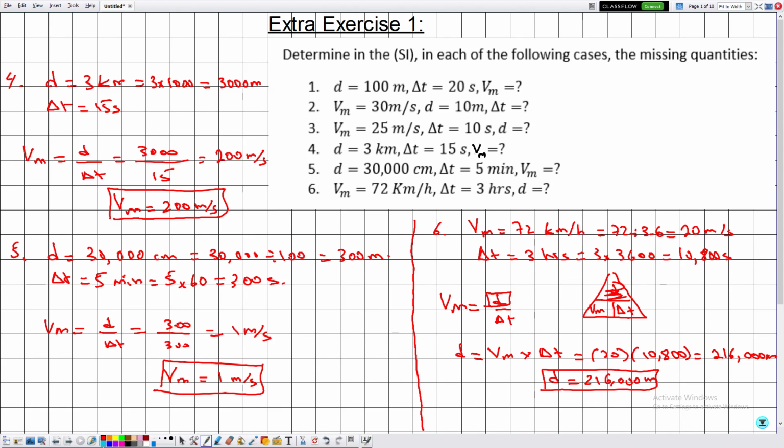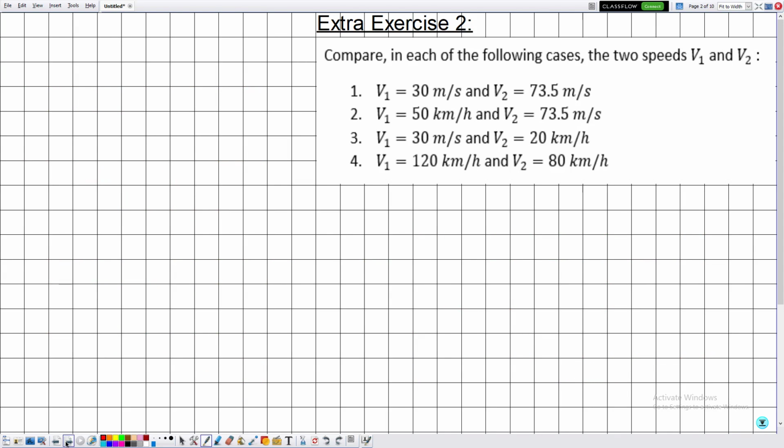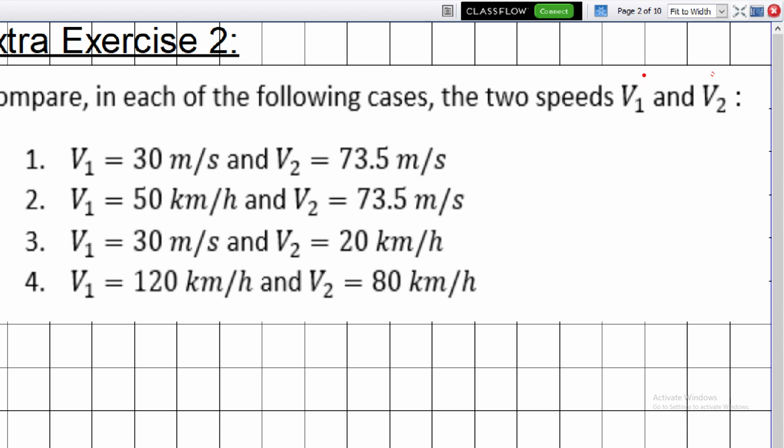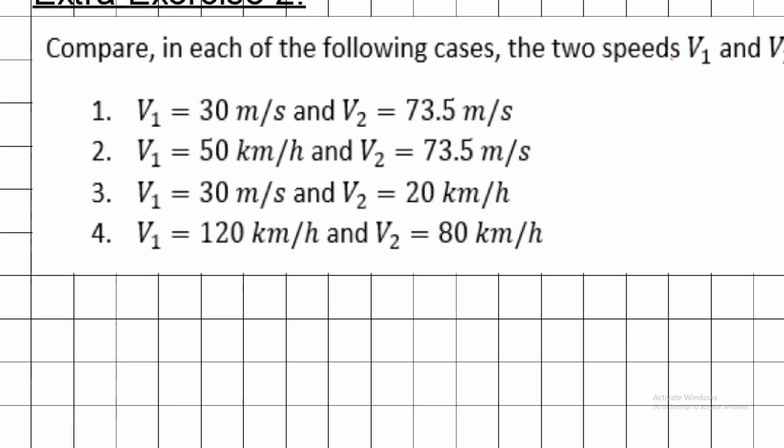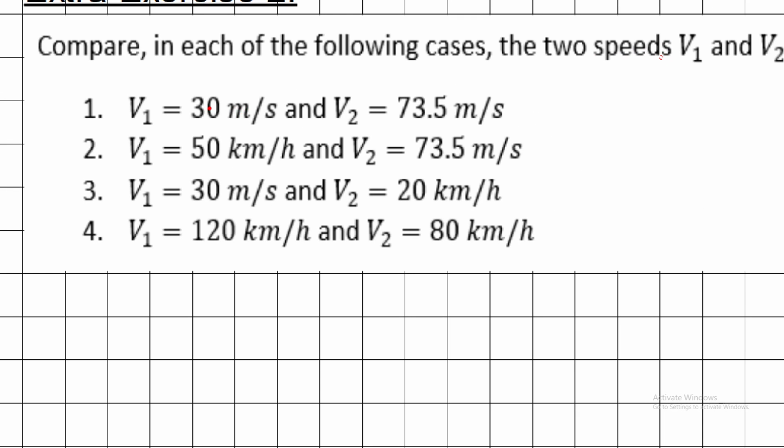Now let's move to the next exercise, which is exercise number 2. They are telling me compare in each of the following cases the two speeds v1 and v2. So in this case, these speeds may represent the average speed or the instantaneous speed. Now by compare, it means that we need to say whether one is greater, equal, or less than the other.